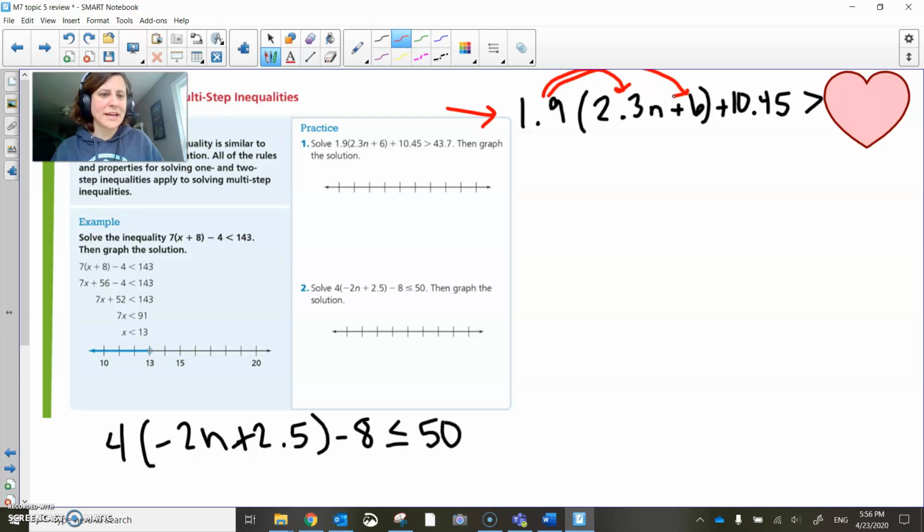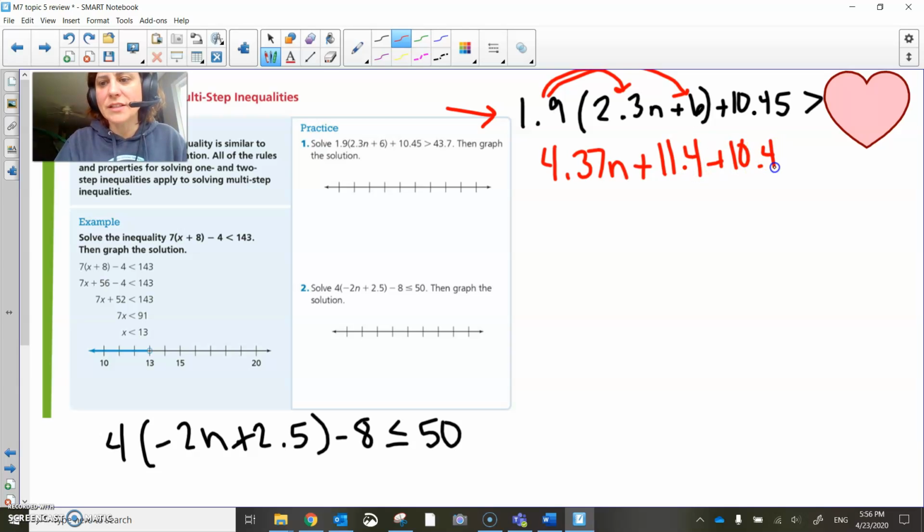1.9 times 2.3n. I don't know what it is. Do you know what it is? I have a cell phone. Let's see. 1.9 times 2.3 is 4.37, so that's 4.37n. And then 1.9 times 6. I know 1.9 is almost 2, and 2 times 6 is 12. 1.9 times 6 is positive 11.4. And then we still have this plus 10.45 to deal with.